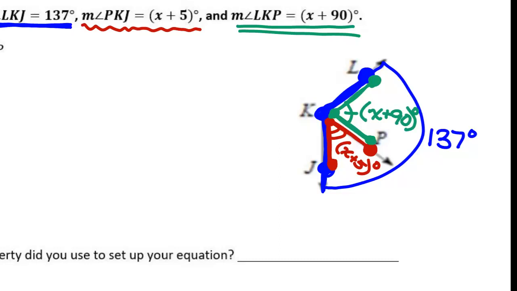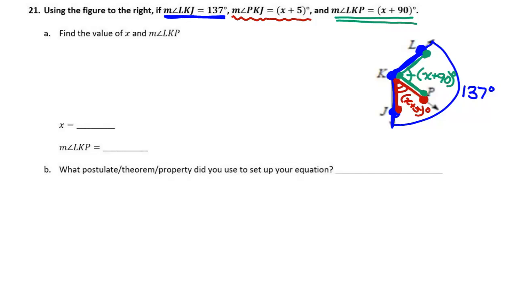What do they want me to find? The value of x and the measurement of angle LKP. So I'm going to have to write an equation here. Look at that picture. Be careful before you answer me. How many angles are in that picture? 3. What are those 3 angles?